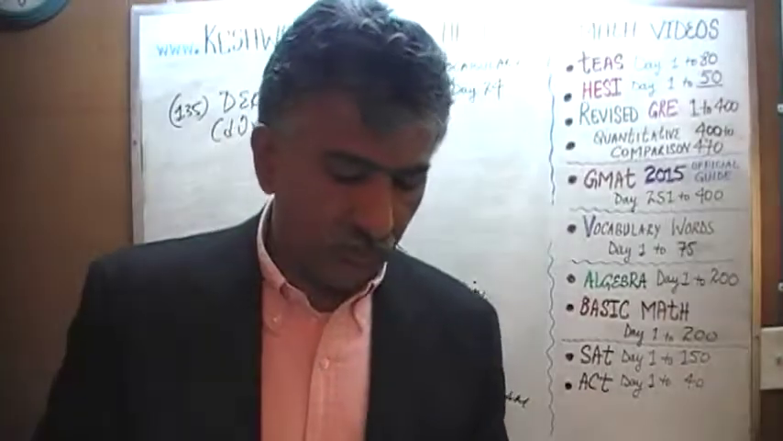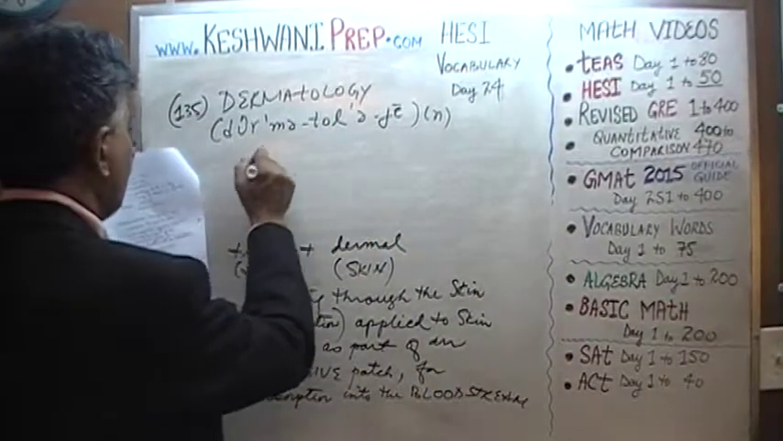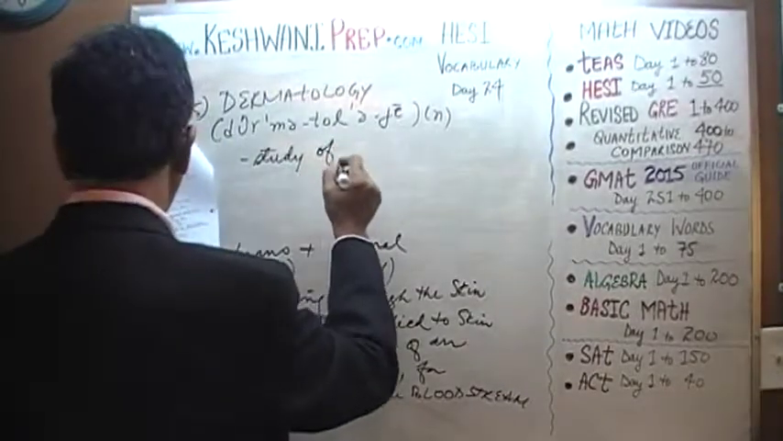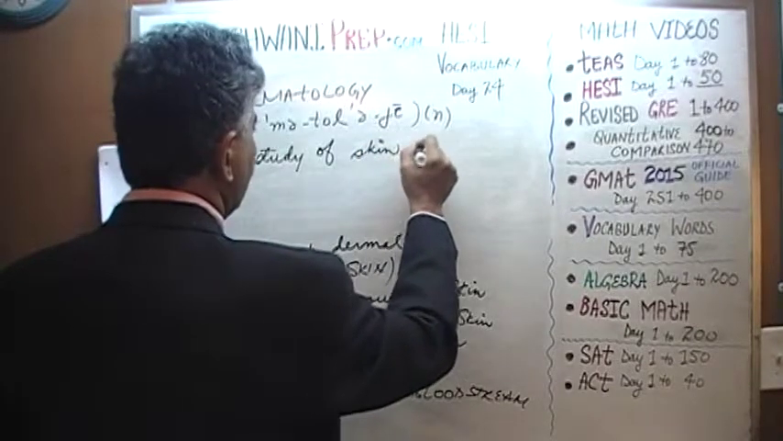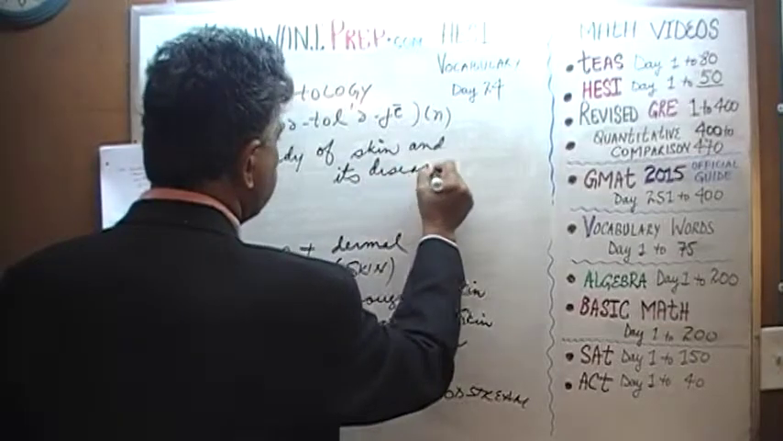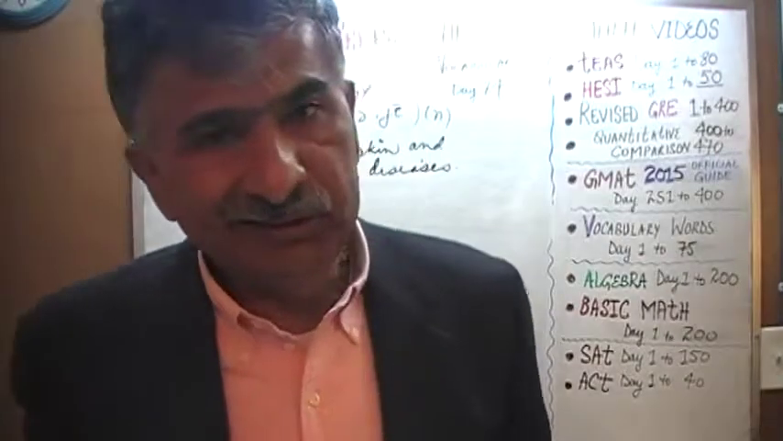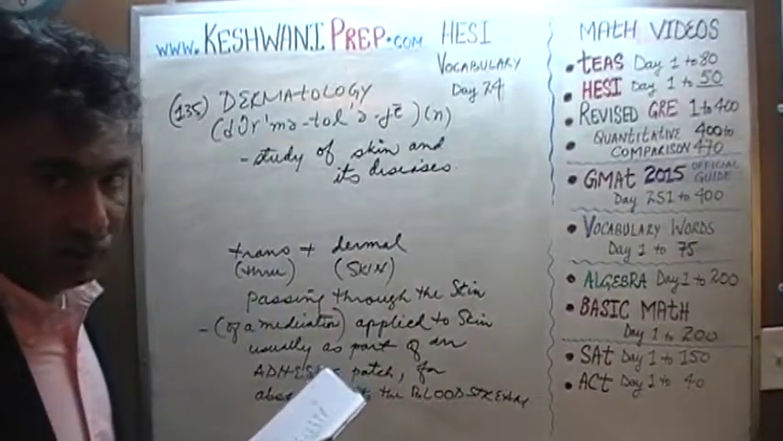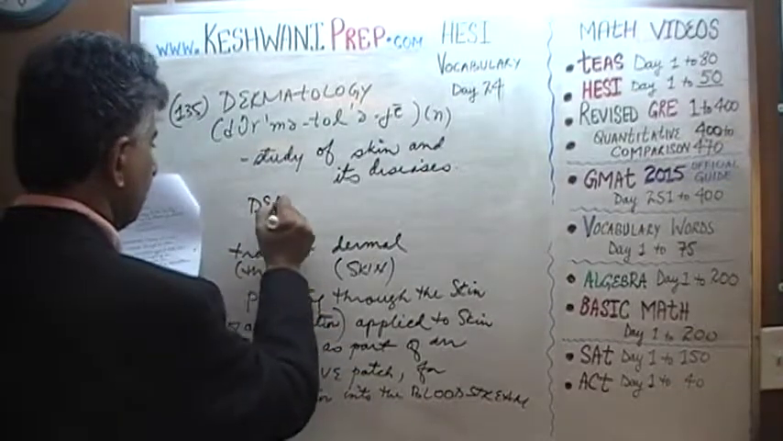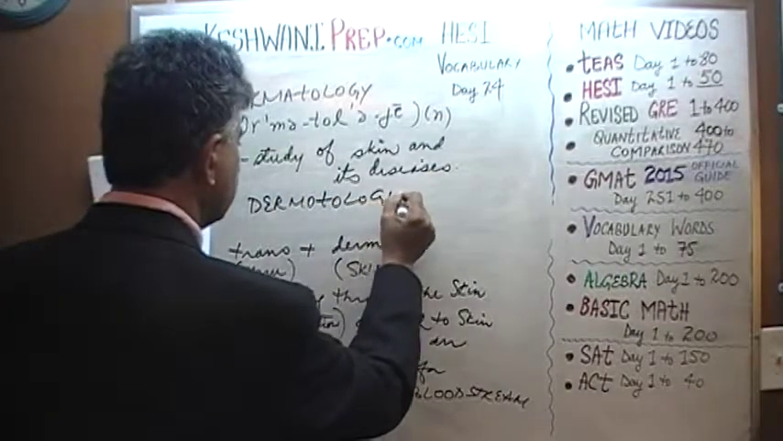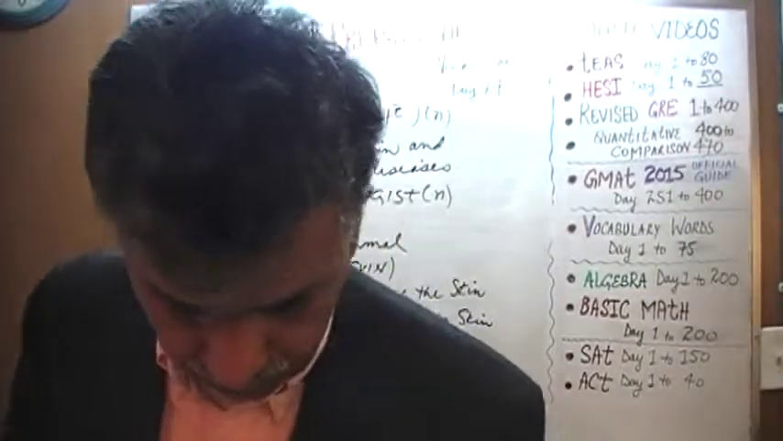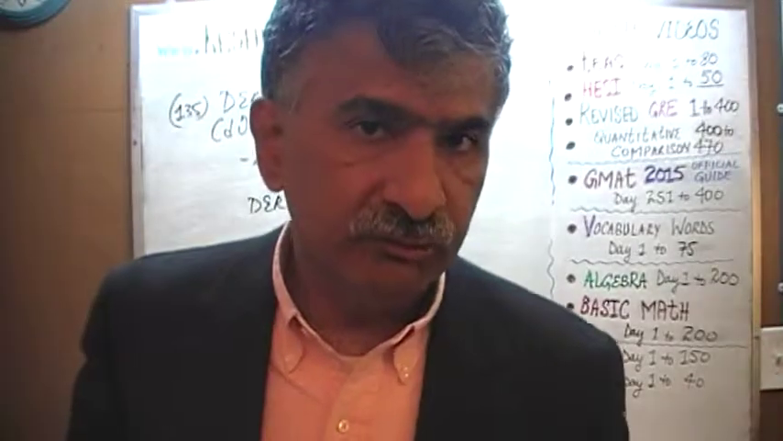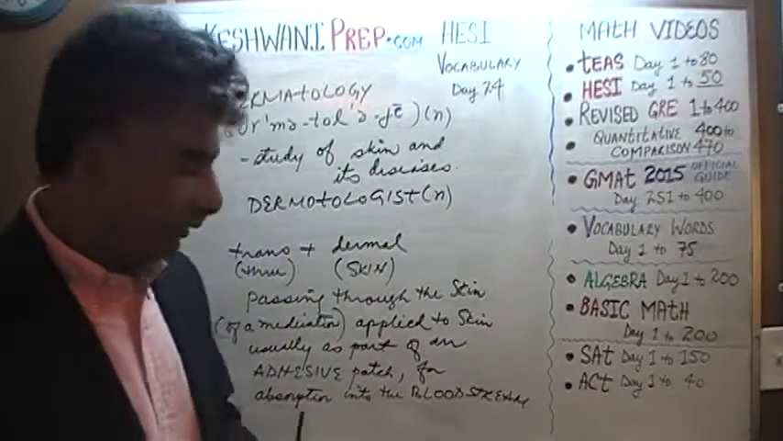Dermatology, as you can see, it ends in O-L-O-G-Y, logy. It's a study of something. It's a study of skin and its diseases. The person who studies the diseases of skin is called something else. This is a branch of science. That branch is called dermatology, and the person who studies it is called a dermatologist. A dermatologist, just like a biologist or zoologist. Dermatologist is one who studies skin, the diseases of the skin, the problems that one may have with the skin.